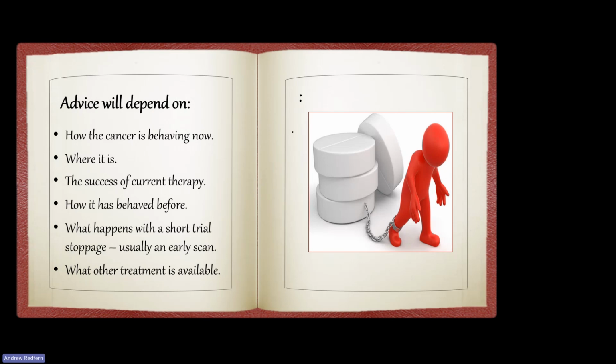It may depend where it is. If it moves on a bit and might cause a significant problem, we may be worried. The current treatment may be successful. We're very concerned about losing control. It may depend on what the cancer's done and whether it's suddenly taken off before. And if we do stop, we're likely to do another scan or some blood tests quite soon just to keep an eye on things.